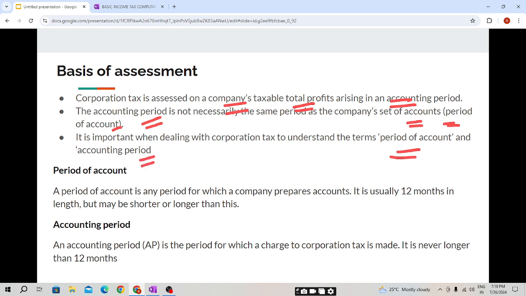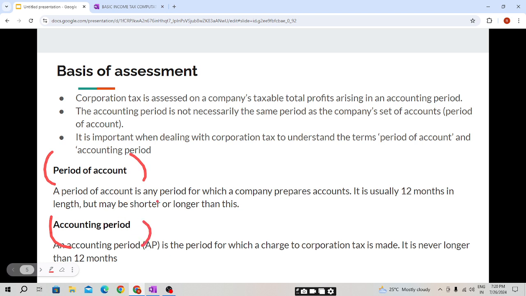So students, now we need to understand the difference between period of accounts and accounting period. Already we have discussed that the period of accounts is the months for which the accounting books are prepared. But coming to corporation tax, it is based on the accounting period, the most important point of this chapter. The corporation tax is based on the taxable total profits arising in an accounting period. Now we will cover the difference between period of accounts and accounting period.